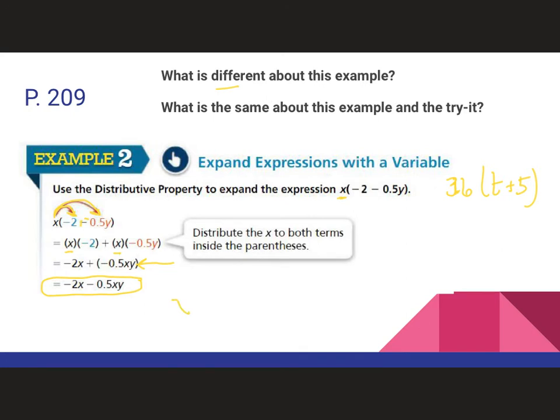So what I would have done is I would have just done x minus 0.5y and said x times negative 2, that's negative 2x. X times 0.5y, that's 0.5xy. And then this subtraction symbol goes between them, just like that. And that's how I would have done that problem. So what's the same about this example and the try it? We're still multiplying the term on the outside of the parentheses by everything on the inside.